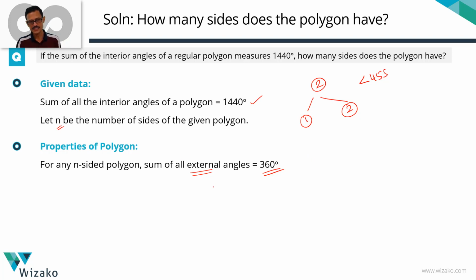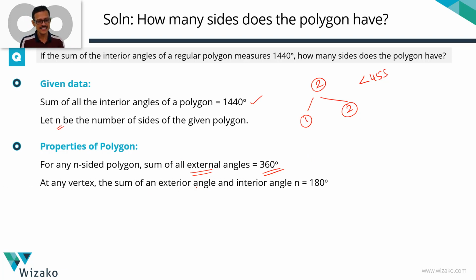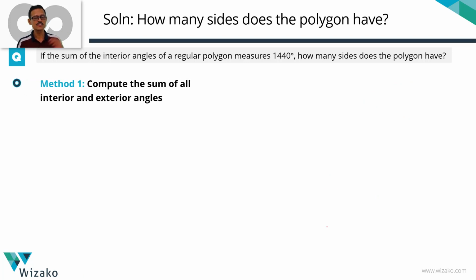The second property deals with the sum of an exterior angle and the corresponding interior angle. An exterior angle and its corresponding interior angle at any given vertex of a polygon will always add up to 180 degrees. Now, let's start with method 1, where we're going to be using this property. This polygon, we said, has got n sides. We'll call the interior angles theta I.